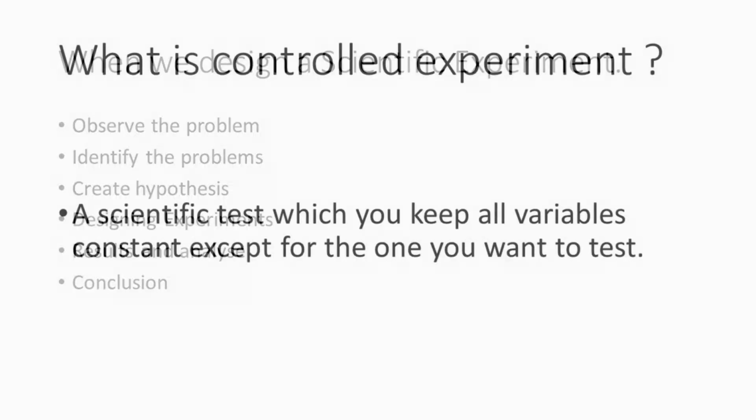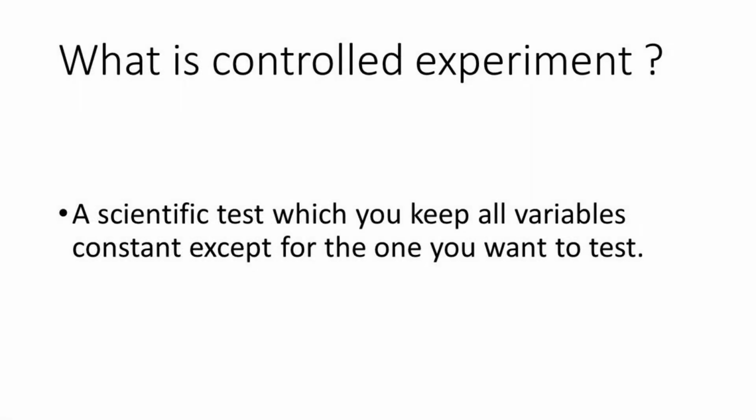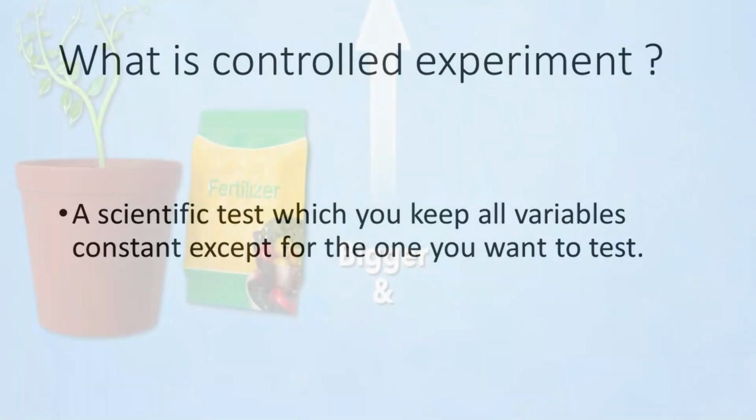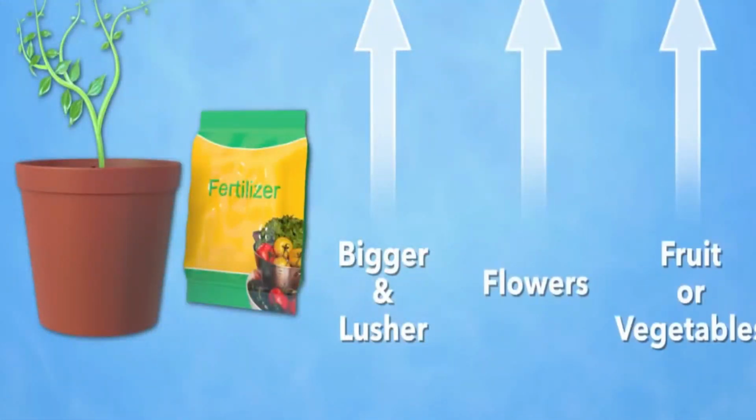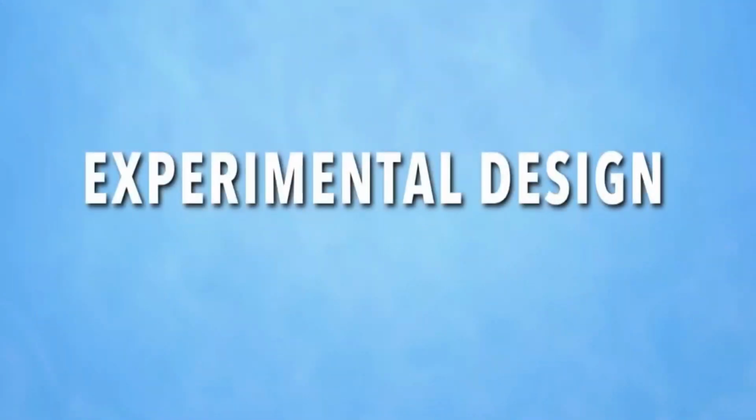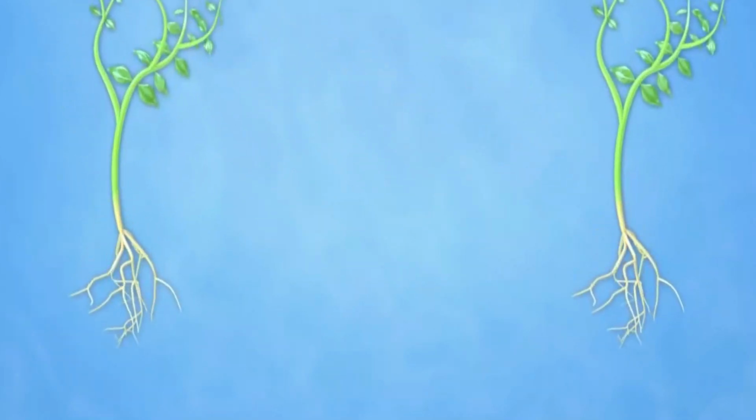What is a controlled setup? A controlled setup is an experiment setup which is designed without supplying the testing factor. For example, if we check whether carbon dioxide is needed or not, we will not supply carbon dioxide to this setup. For example, if I want to check whether fertilizer is needed for the growth of a plant, what is the hypothesis? I need to check whether fertilizer is needed for the growth of a plant. So how can I check it?